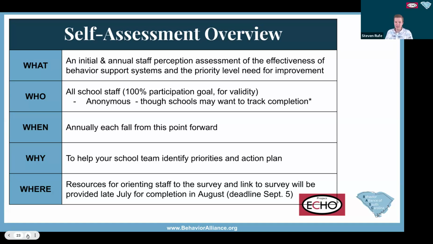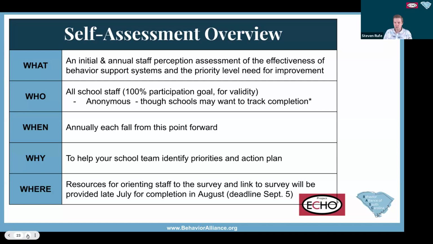This tool is going to be administered annually from now on in your partnership work with us. So you'll do the baseline at the beginning of next school year. I'll talk about the window a little bit later, but that self-assessment survey is going to be administered as a baseline at the beginning of the school year. And then every year after, the schools will administer that survey so that they can track progress over time. And as it says under the why, it helps the school team identify where they're doing things really well and where they need to improve, and build an action plan to continue to make their tier one system stronger.